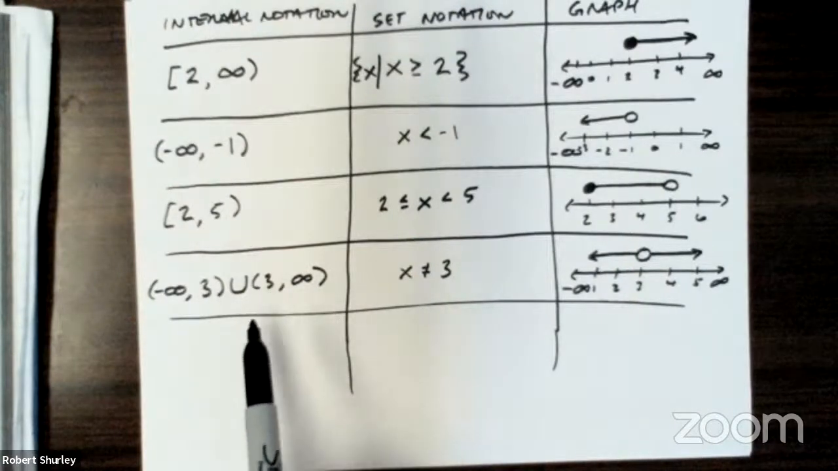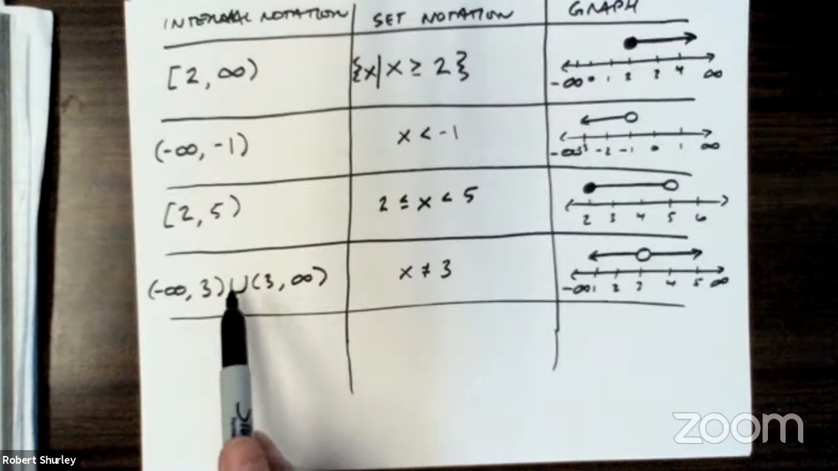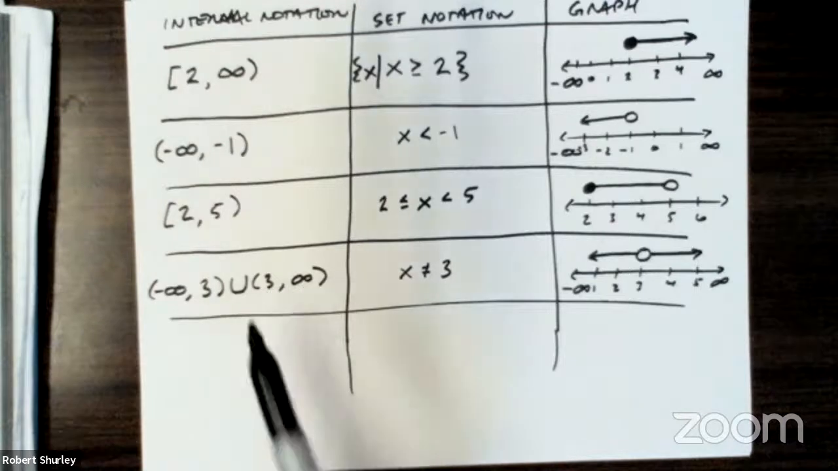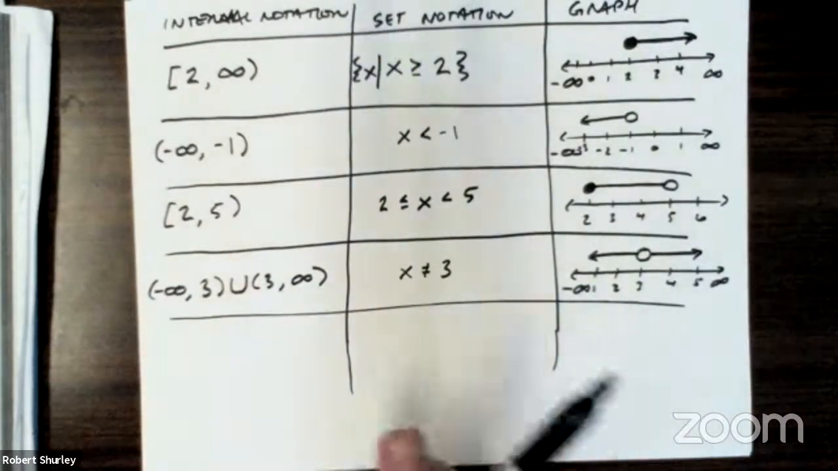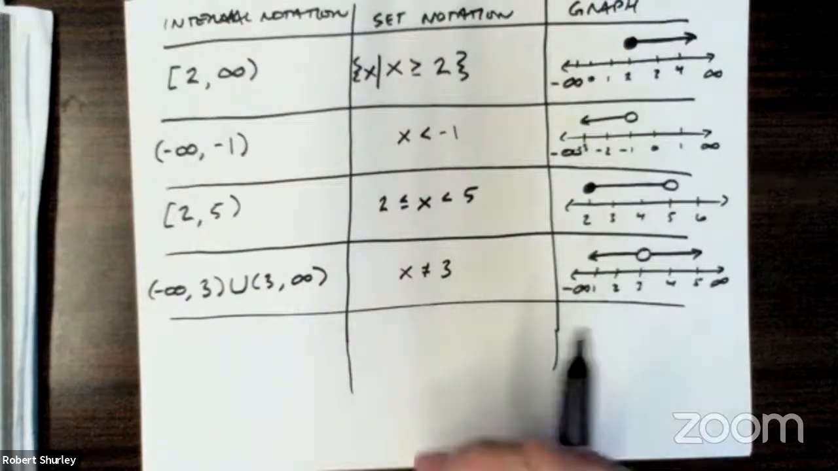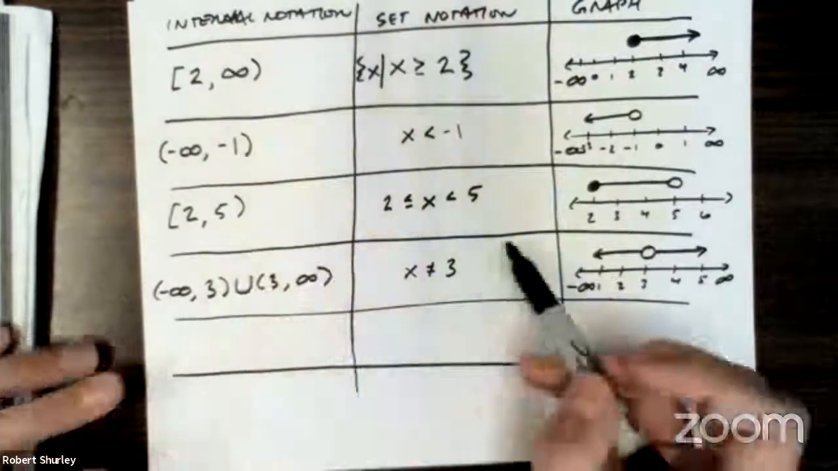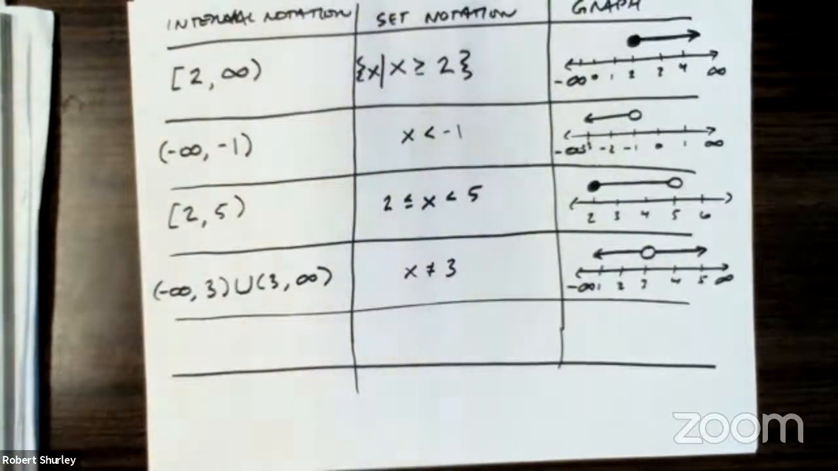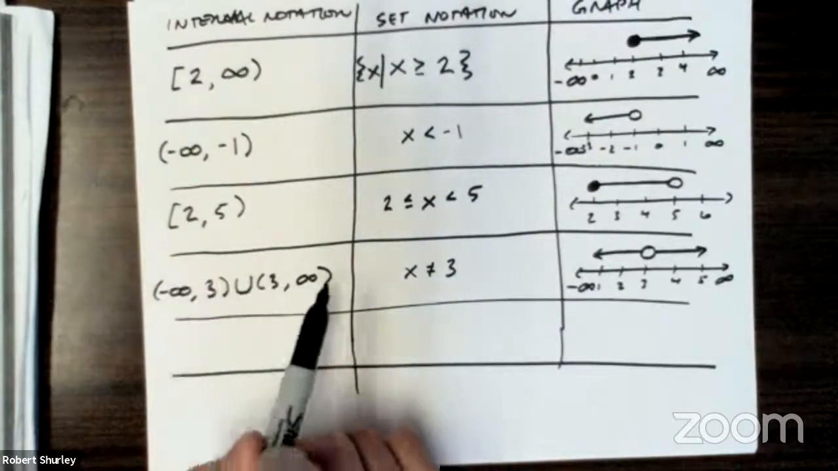So what this means is that x can be anything in this interval or this interval. Anything from negative infinity to 3 or 3 to infinity. Okay? Pretty cool stuff. How would you interpret this? X can be anything from negative infinity to 3 or 3 to infinity.